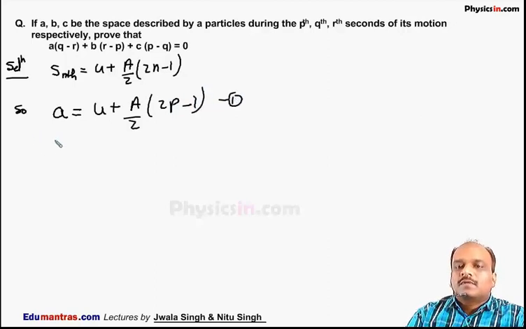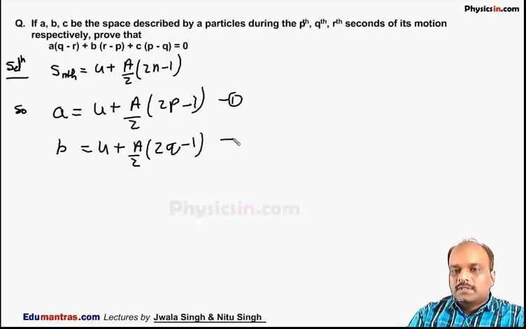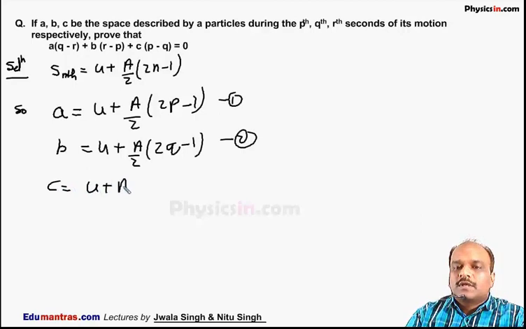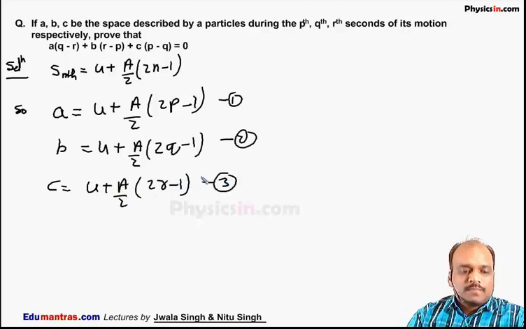In the same way, we can say B is the distance traveled in qth second, so this is equal to u plus a by 2 into 2q minus 1. This is our second equation. In the same way, C is the distance traveled during rth second, so I can write C is equal to u plus a by 2 into 2r minus 1. This is our third expression.